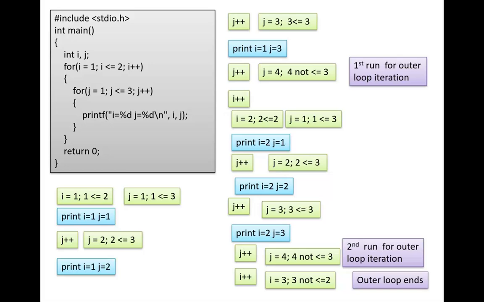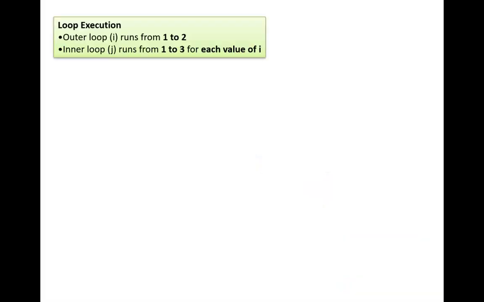So this is a very simple example of a nested for loop, which every one of you should be very thorough with for understanding the concept of a two-dimensional array. So how does the loop execute? The outermost loop i runs from 1 to 2, whereas the innermost loop j runs from 1 to 3 for each value of i. Very important concept to note here.